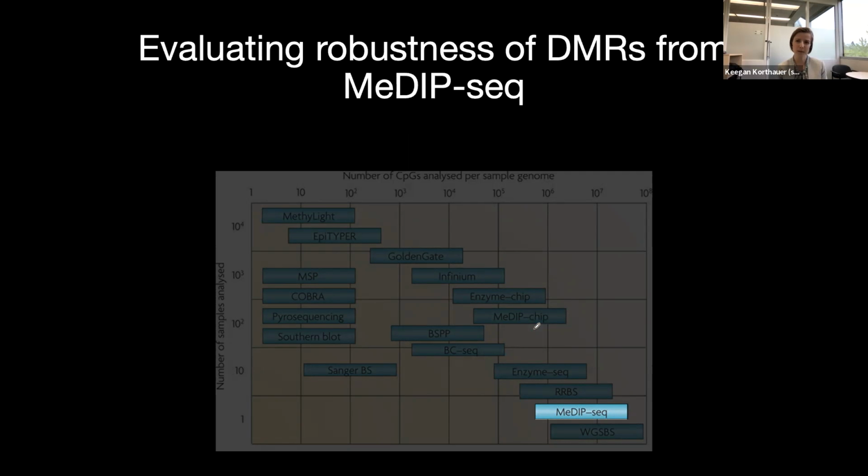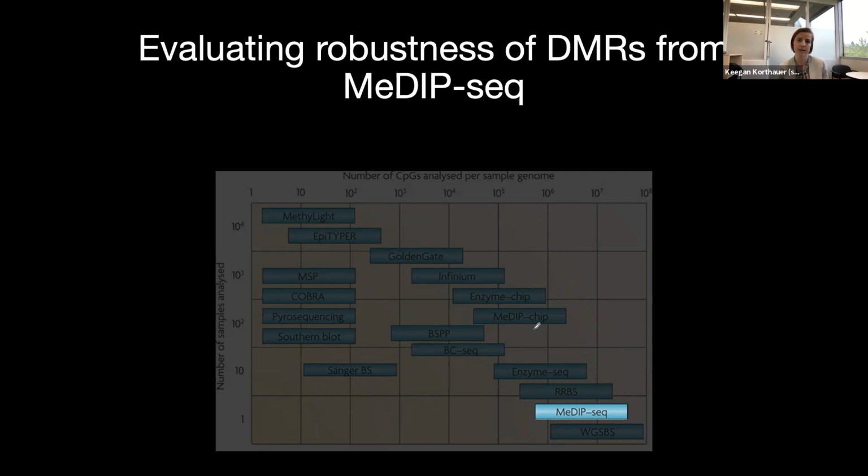MeDIP-seq is similar in that it's also sequencing, and it also looks at genome-wide methylation. But it differs in that WGBS gives us a relative signal of methylated and unmethylated, whereas MeDIP actually measures only the methylation signal. So wherever we don't have a signal, we are left to infer that we don't have methylation, or it's just unseen.